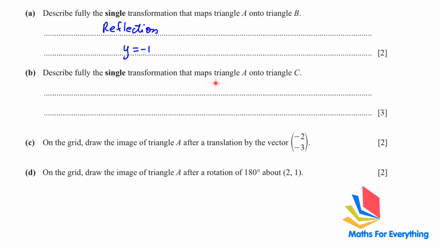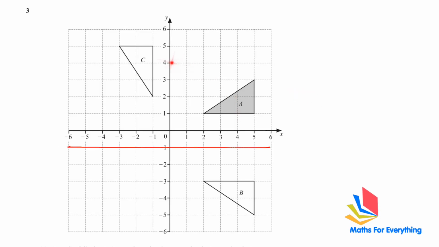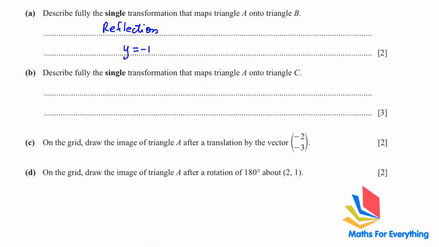Describe fully the single transformation that maps triangle A onto triangle C. A onto C, it's a case of rotation. You need a tracing paper, draw the triangle and see how it maps out. You need to find 3 things if it is rotation. It's usually a 3-mark question.